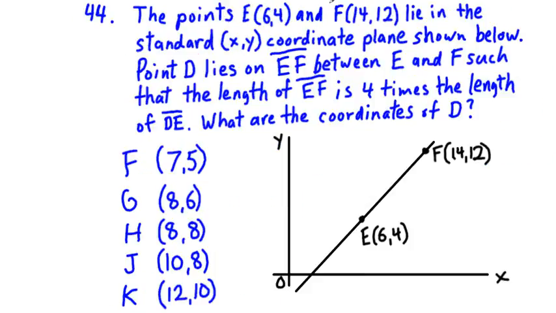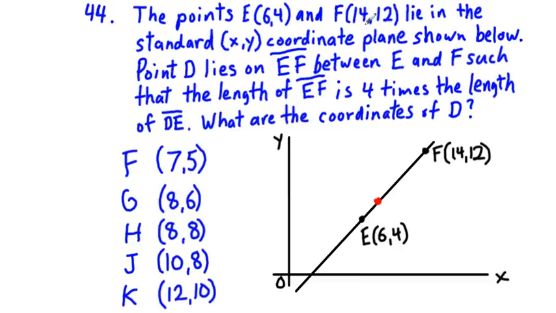Now, problem 44. We have the points E (6, 4) and F (14, 12) on the standard xy coordinate plane, and so forth. Point D lies on segment EF such that the length of EF is 4 times the length of DE. So we can just draw an estimate there. Okay, that's about 1/4 of the distance. And we can just see what common sense tells us it might be.